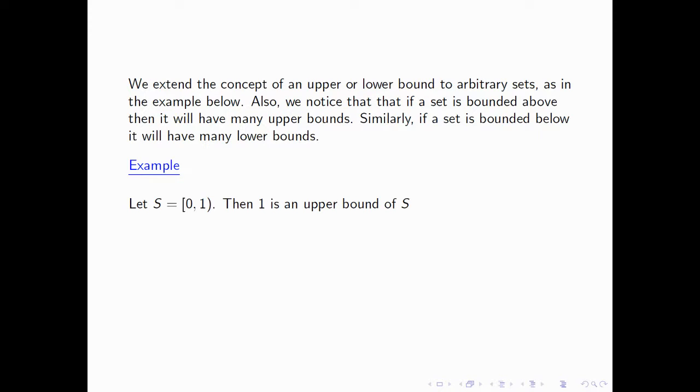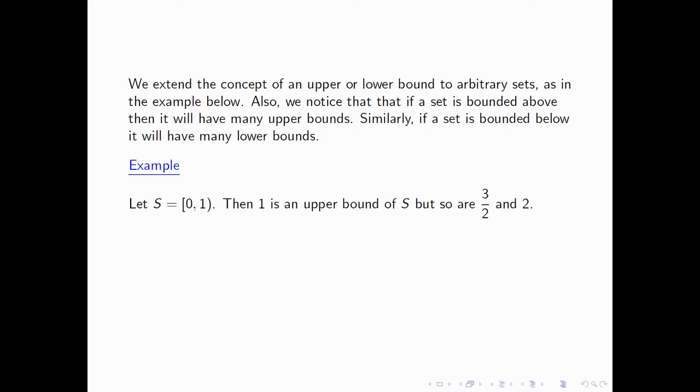But -1 is also a lower bound for the set, and -10 and -100. Because if any number is bigger or equal to 0, then it's bigger or equal to -1 and -0.5 and -100 and -1,000, right? So when you read this stuff, you must always go back to the definition and see that it makes sense, right?